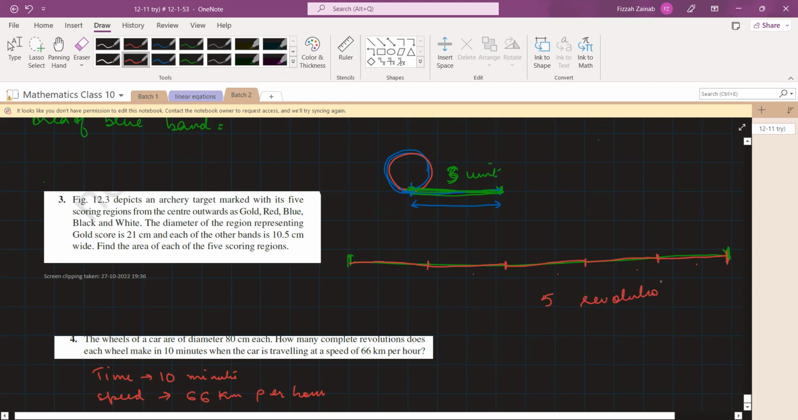Understood? Yeah, so this is the approach in this question. So you have to find the number of revolution. That means, first of all, you will find the complete distance which is covered by the wheel in 10 minutes. Only 10 minutes you have to take, right? Got it? Okay, so first of all, let us find how much is the total distance covered by this car in 10 minutes.